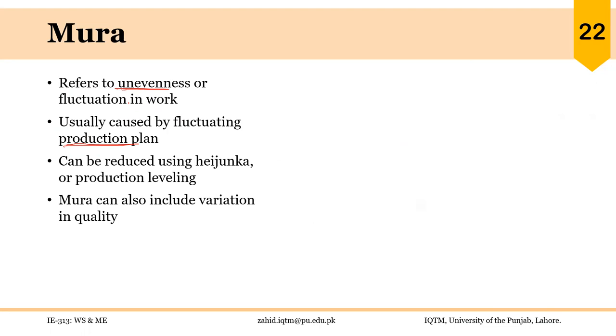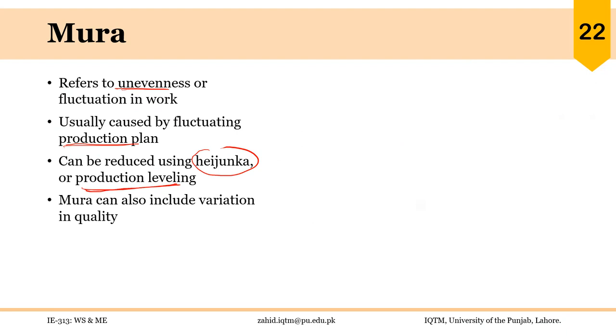So this problem of mura can be reduced by hajanka. And hajanka means production leveling. There are different ways to actually achieve that. And that is actually the topic of production planning, how we can make a level production plan.